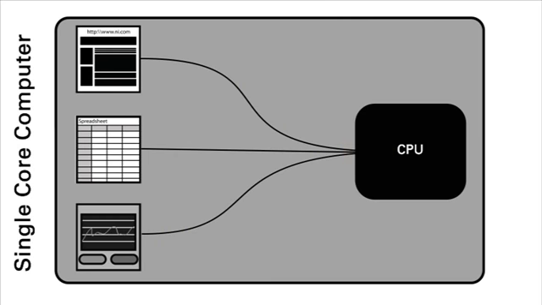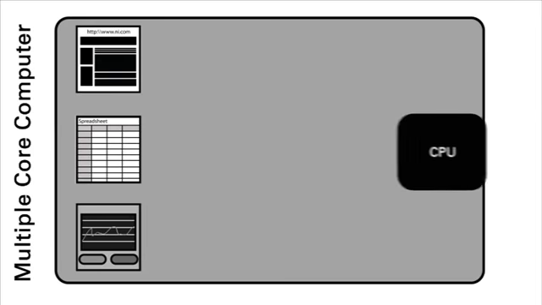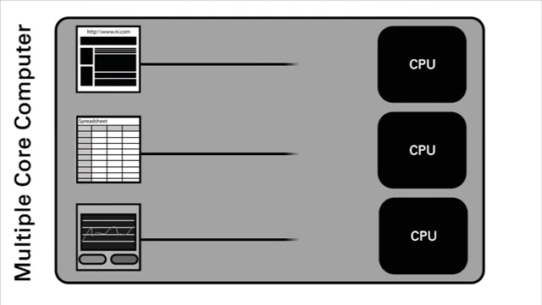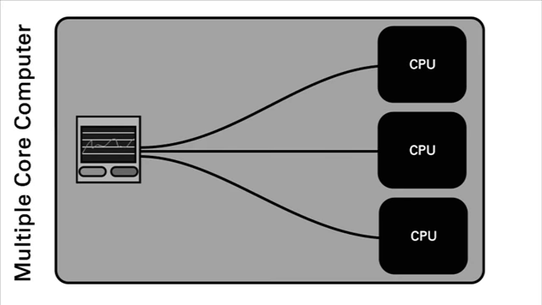Multi-core systems work a little bit differently. With a multi-core processor, each application can be selfish and get its own space. This enables the individual applications to be more responsive. Some applications can even take advantage of the multiple cores to get things done faster. This is particularly noticeable with applications that need to process large amounts of data.